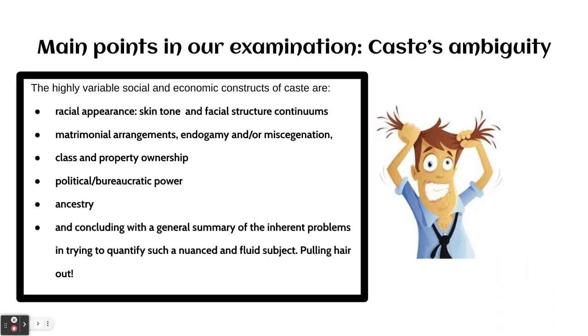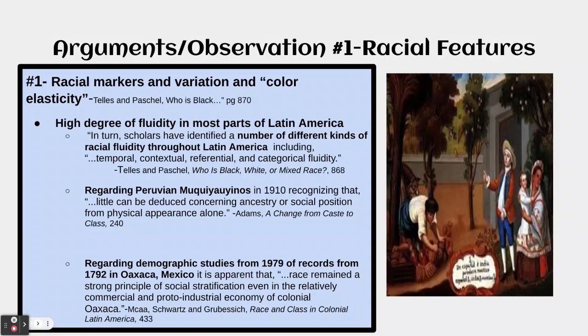And then generally, I concluded my study with a general summary of just the inherent problems in trying to quantify such a nuanced and fluid subject. It was certainly a challenge, and there's certainly not one way to go about examining this topic. So my first argument or observation is that racial features seem to be the most predominant marker of caste. Variation in color elasticity seems to come out frequently in the works that I looked at. There's a high degree of fluidity in most parts of Latin America.